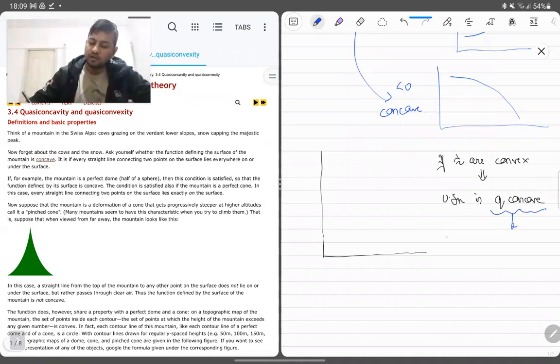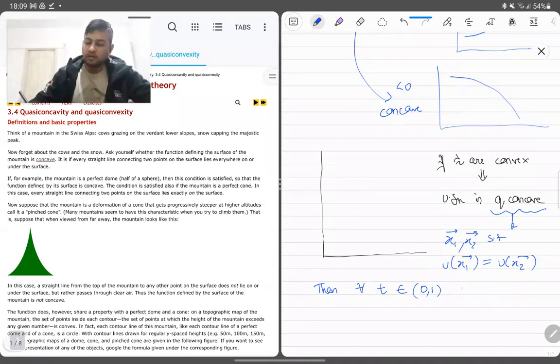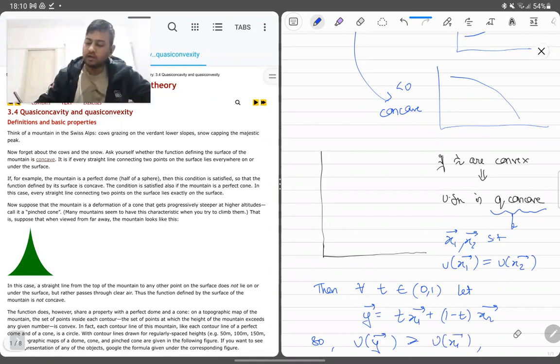If there are two bundles, x1 vector and x2 vector, such that utility at x1 vector is equal to utility at x2 vector, then for all t belonging to (0, 1), let a bundle y be equal to t times x1 vector plus (1 minus t) times x2 vector. Then utility at y vector will be greater than or equal to utility at x1 vector and utility at x2 vector.